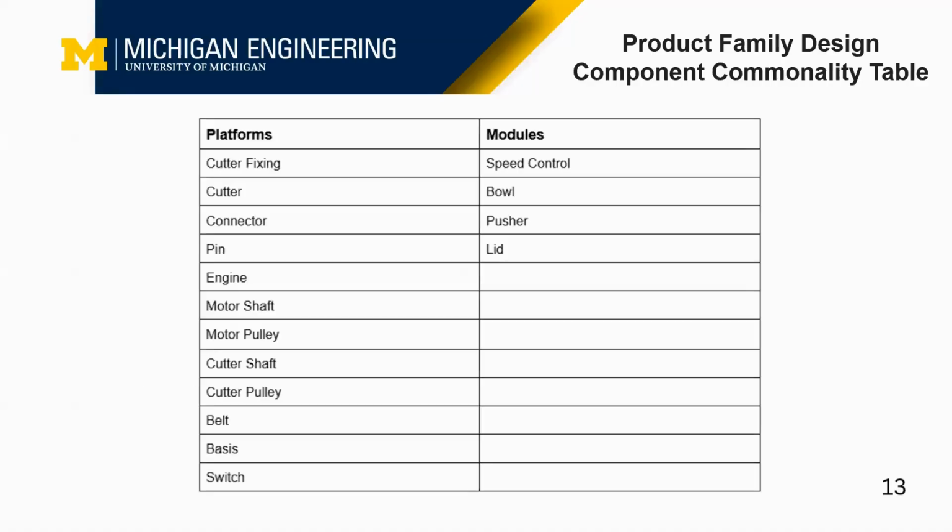Next. Finally, the component commonality table separates stable platforms, like the motor and cutter systems, from flexible modules such as the bowl, lid, and speed control. Platforms ensure reliability and reduce complexity, while modules support variety and adaptation across different models. Together, they balance cost control with market differentiation. I'll move to Josh.